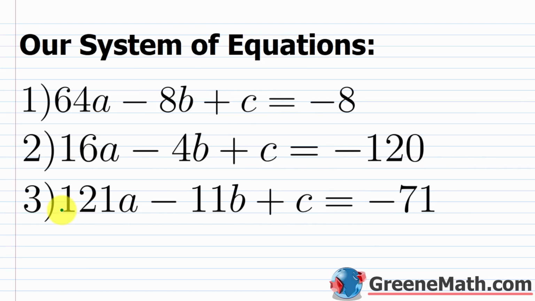So this leads to our system of equations. Equation number 1 is 64a minus 8b plus c equals negative 8. Equation number 2 is 16a minus 4b plus c is equal to negative 120. Equation number 3 is 121a minus 11b plus c is equal to negative 71.